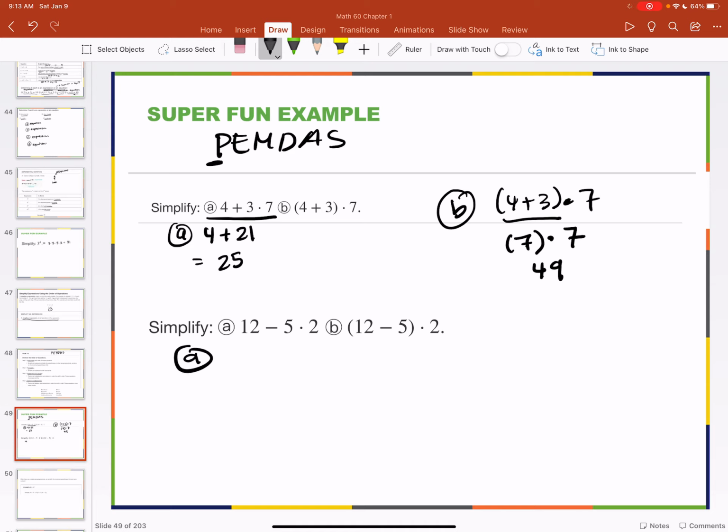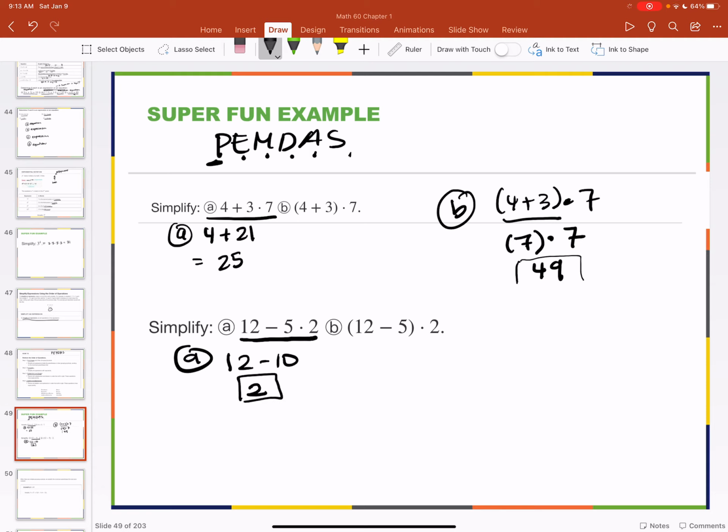We have 12 minus 5 times 2. Okay. So which one are we going to do first? Remember, please excuse my dear Aunt Sally. We're going to do multiplication first. Yes. Okay, good. So then 5 times 2 is 10. And then 12 minus 10 is 2. So that's our answer.